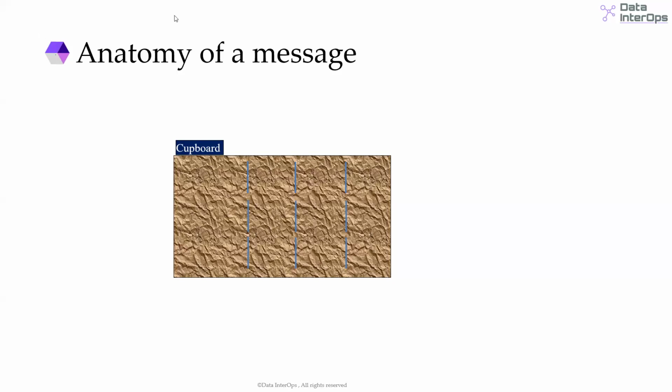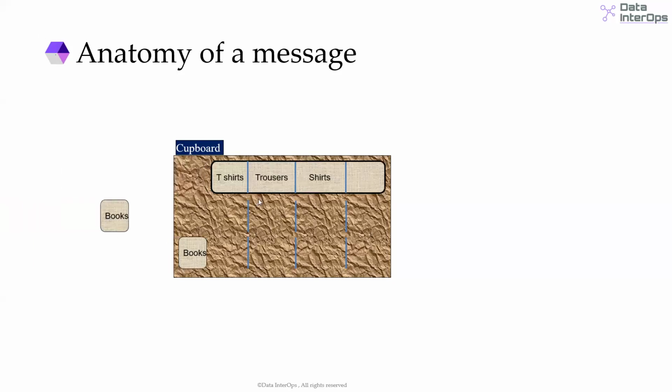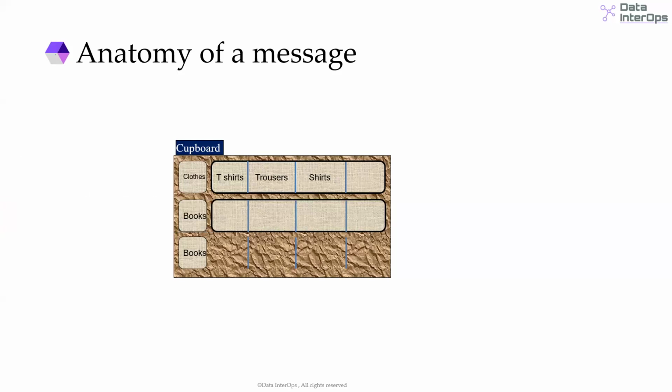Similarly, let's say there is a rack at home and there are a few different people at home. We define the structure of that rack, right? And say that, okay, first shelf is for clothes, second shelf is for books, and third shelf is also for, let's say, some other category of books. And within those shelves, first compartment is dedicated for t-shirts, second one is dedicated for trousers, and third one is for shirts.